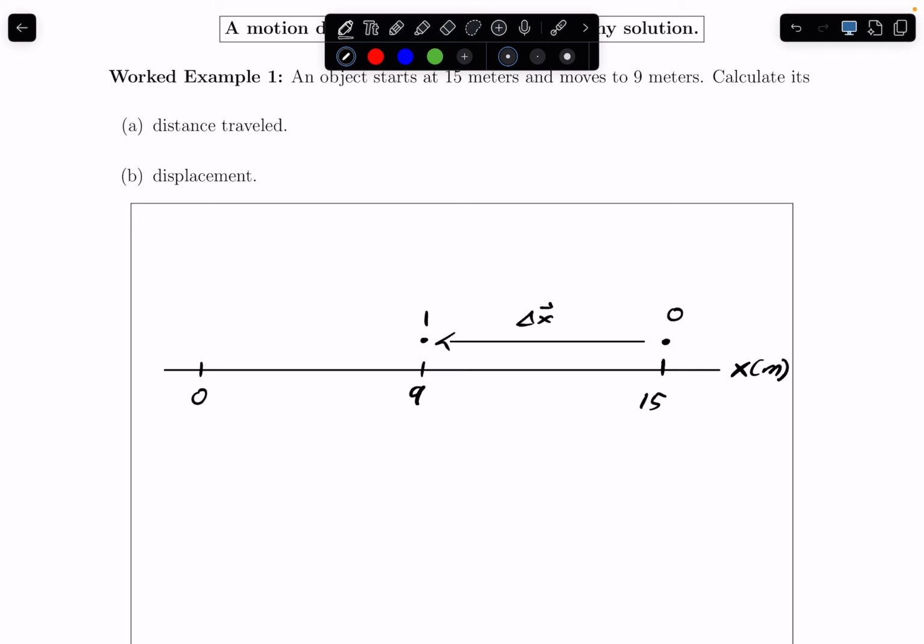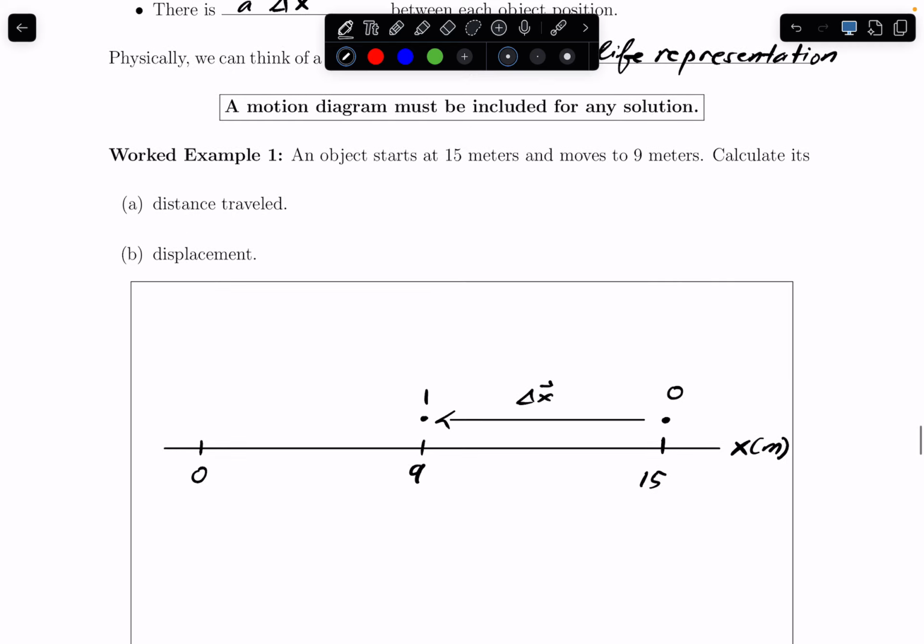Okay, after I draw my picture, here's part 2. I need to pick an equation that's actually useful to me. But before doing that, I need to ask myself, what am I solving for? So, look at part A over here. What am I solving for? Distance traveled, right? And for part B, what am I solving for? Displacement, right? What delta x is.